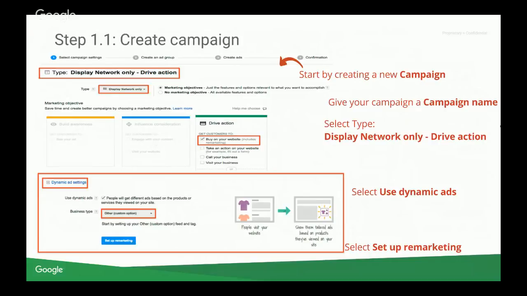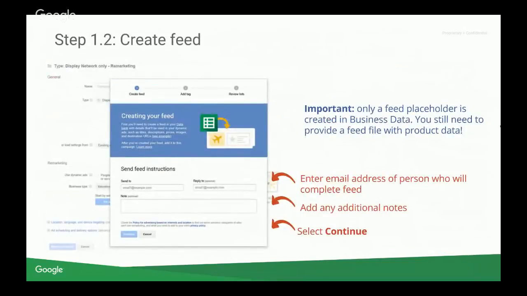Once you click on dynamic ad settings, you will see two options that you will have to select. First of all, you will have to click on use dynamic ads, because this is necessary for setting up dynamic remarketing, and then we have to choose the business type, which is the custom feed that we'll have to eventually make later. Once you select your business type, you will see a blue button which says set up remarketing. Once you click on that, you will be taken to what you see on the presentation.